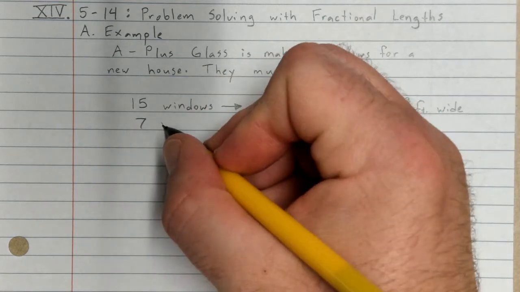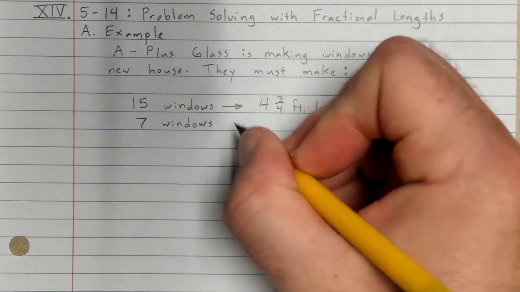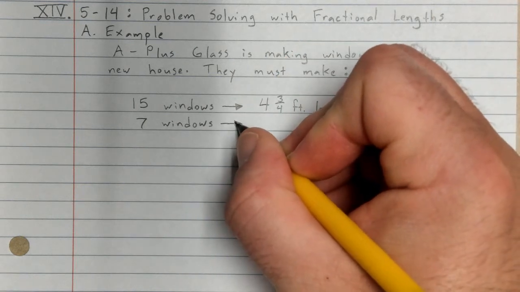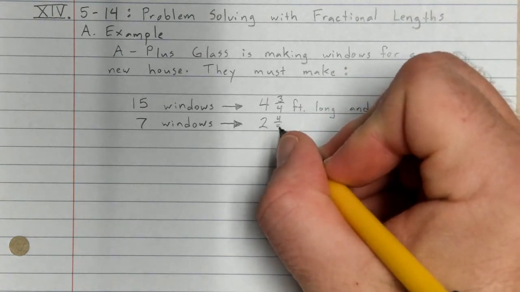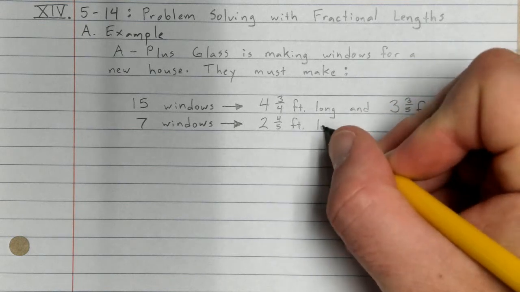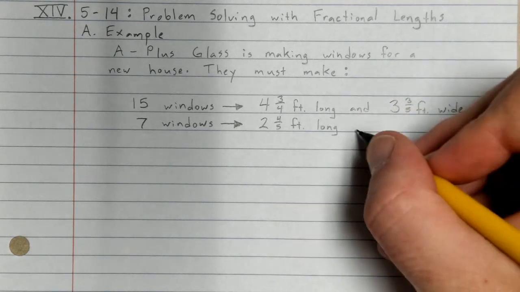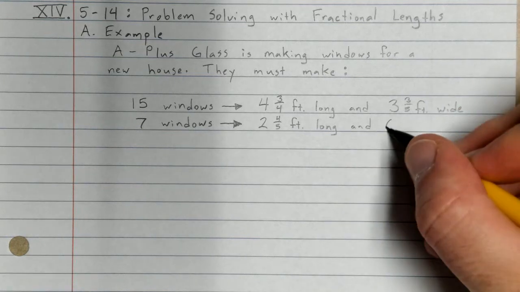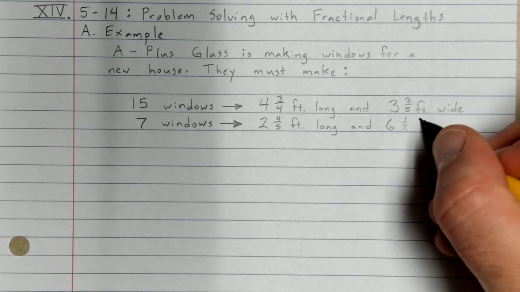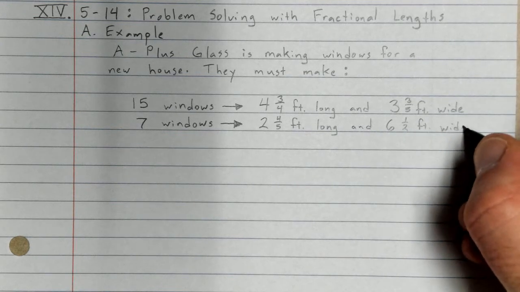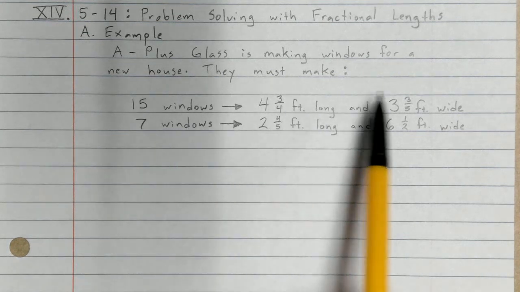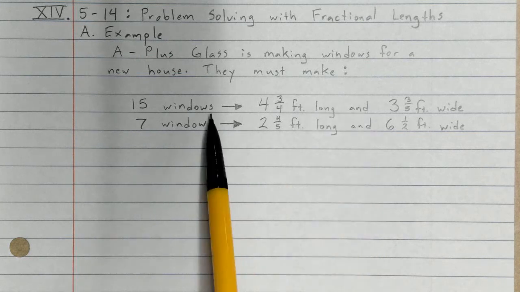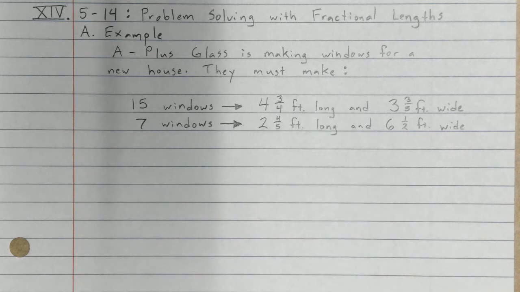They're also going to make 7 windows with these measurements, with these dimensions. 2 4/5 feet long and 6 1/2 feet wide. So we know we've got a glass company that's going to be making some windows. They're going to make 15 windows of one type and 7 windows that are a slightly different type. Okay?